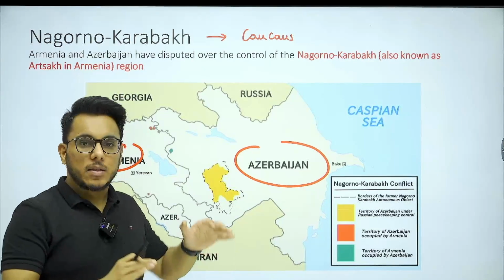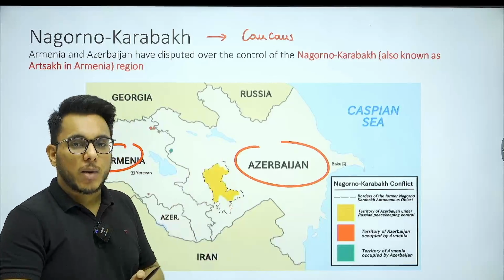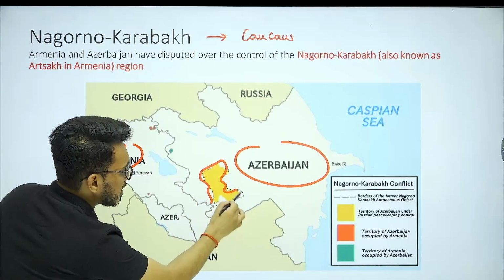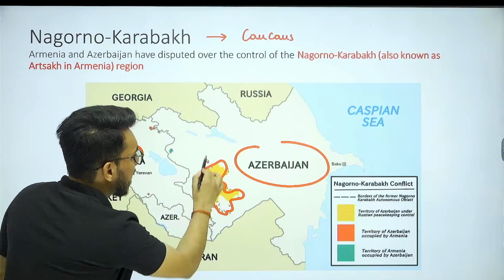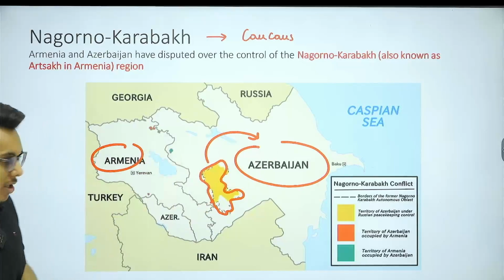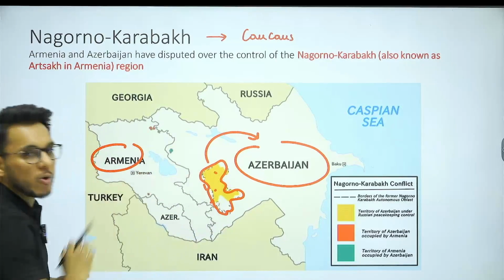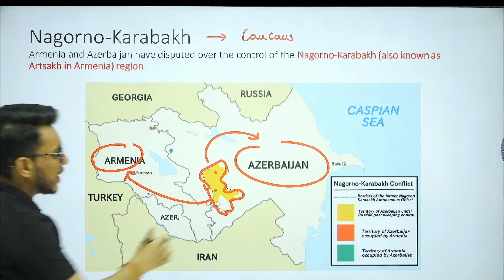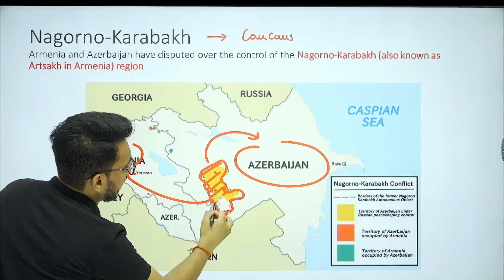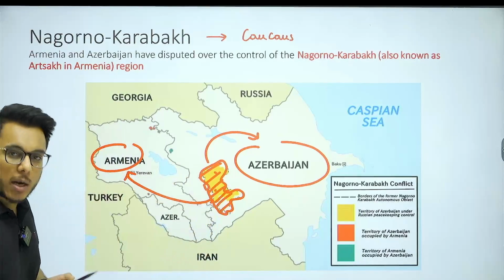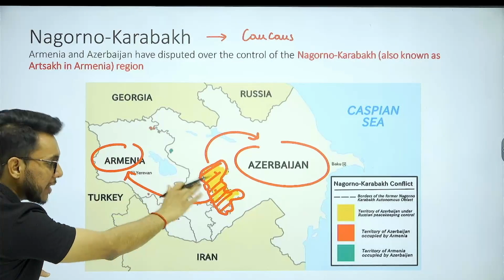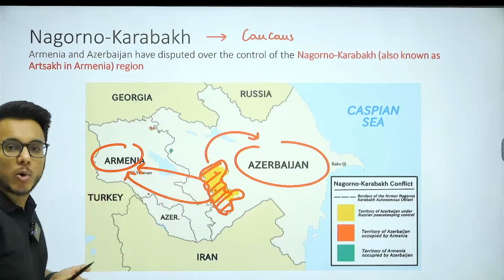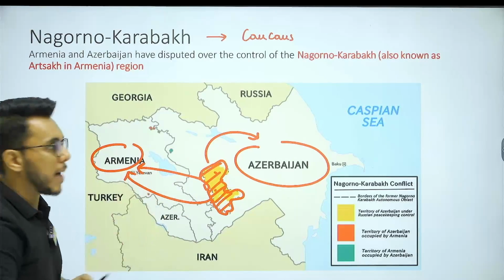So basically, guys, Nagorno-Karabakh dispute is there. Now, internationally, this particular area, Nagorno-Karabakh, is recognized as belonging to Azerbaijan. But people who live in this particular area have Armenian ethnicity. There is a semi-autonomous government which is operating here in Nagorno-Karabakh region. And it is believed that this particular government has close links with Armenia. And on this region, two wars have already happened.